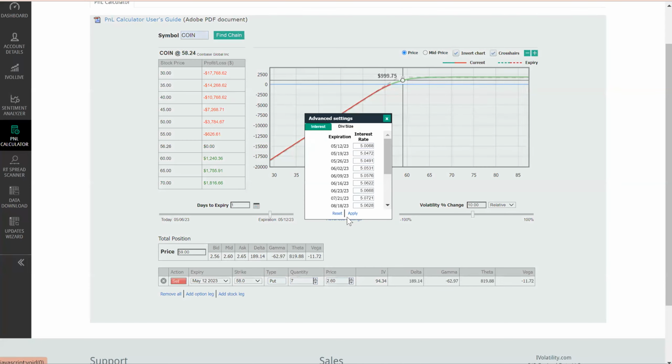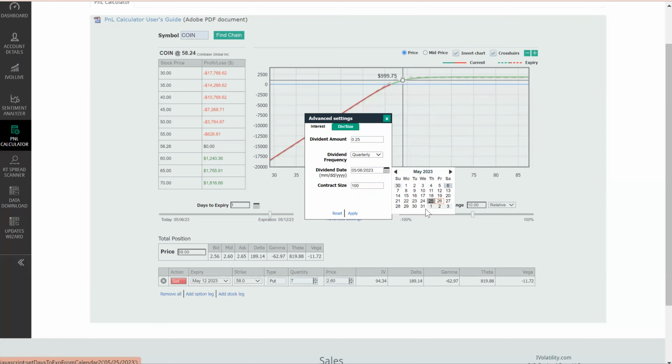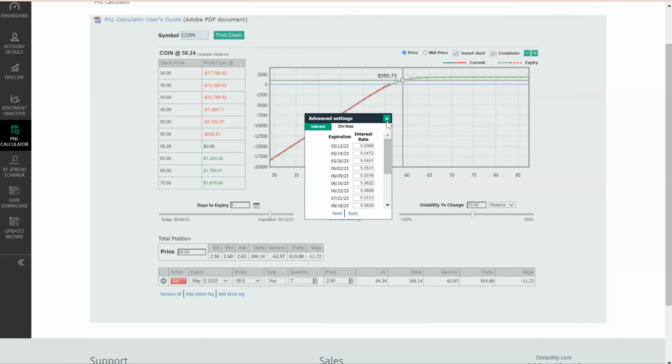Within advanced settings, you could toggle and play around with interest rates and dividends as they do impact options prices. But typically, unless you're the chairman of the board, that could be a bit difficult, but you can model different scenarios. What if Coinbase implements a dividend? Because they don't, right? They don't have one right now, and they pay it quarterly. And the first date is May 31st, for an example. Could hit apply. Same thing with interest rates. You could play around with those there.